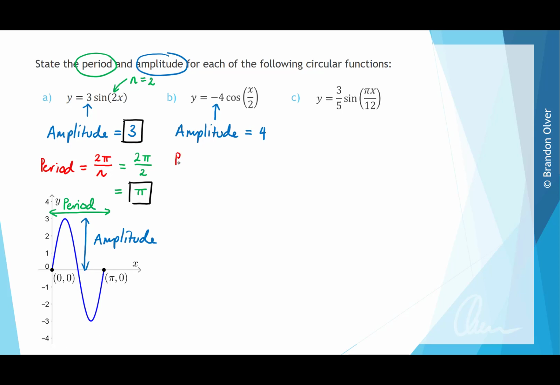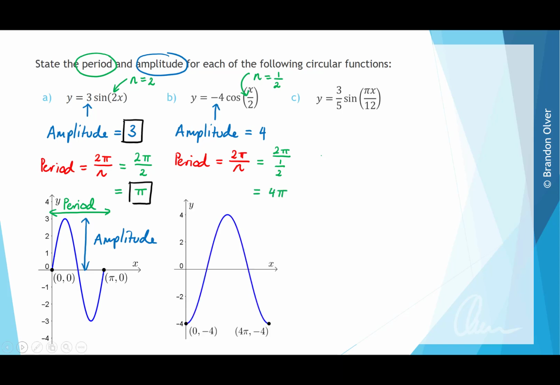Once again, the period has a formula of 2 pi divided by n, where n is the value multiplying x, so n equals a half for this case. So that gives a period of 2 pi divided by a half, which is equal to 4 pi.